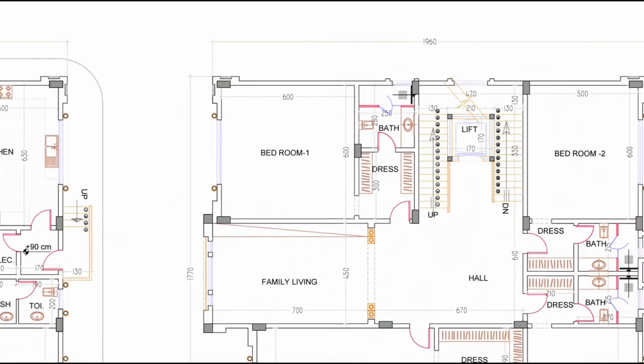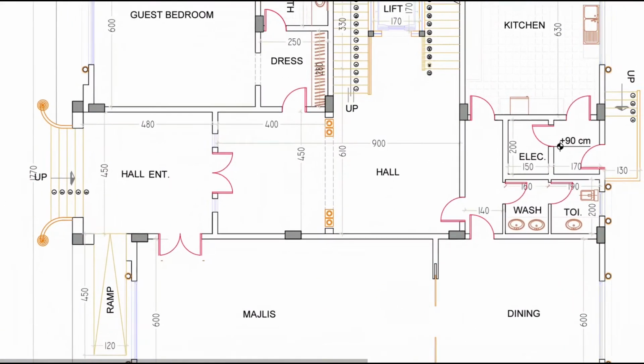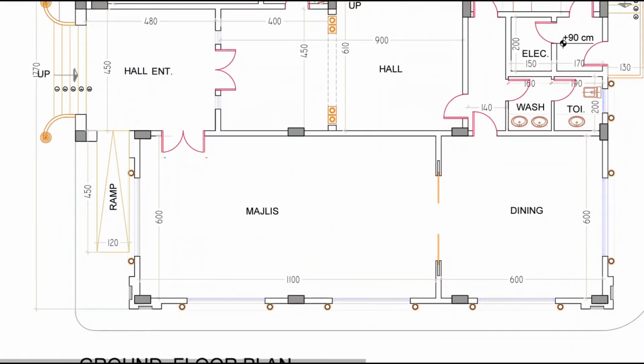So this is the ground floor and first floor. What are the services we are getting on the ground floor? We have one guest room, kitchen, dining, hall, majlis, and common bathroom. On the first floor, a number of 4 bedrooms, family hall, living, and wonderful wide opening area for lobby. So we will see one time our door and location for column and window.